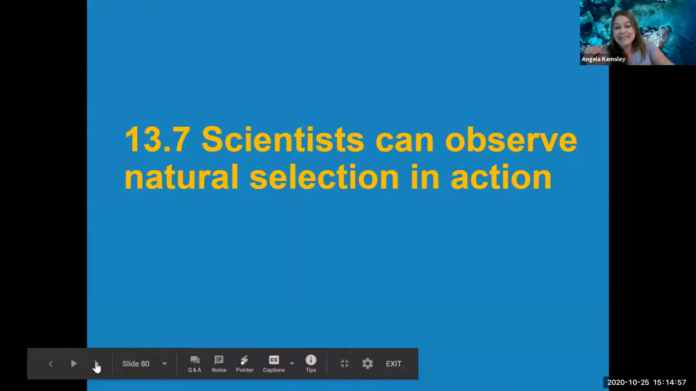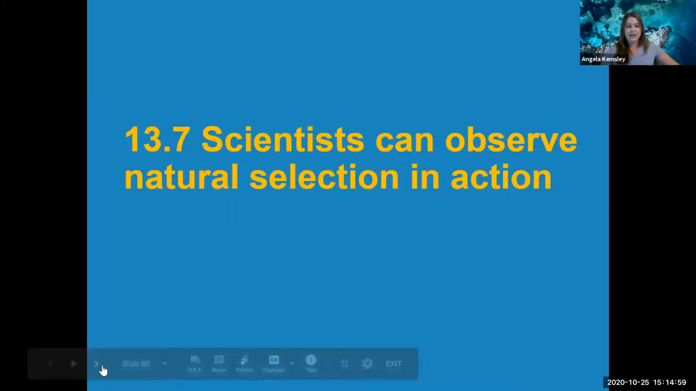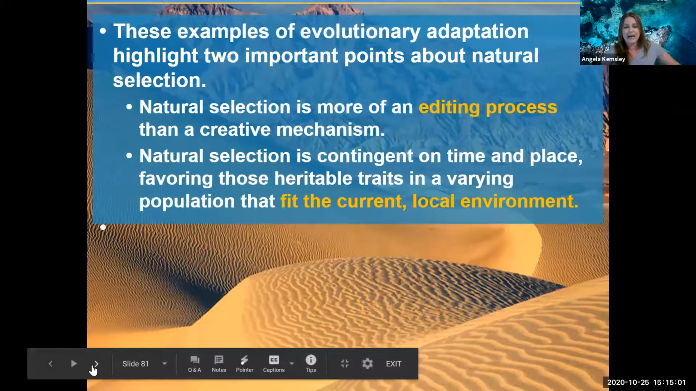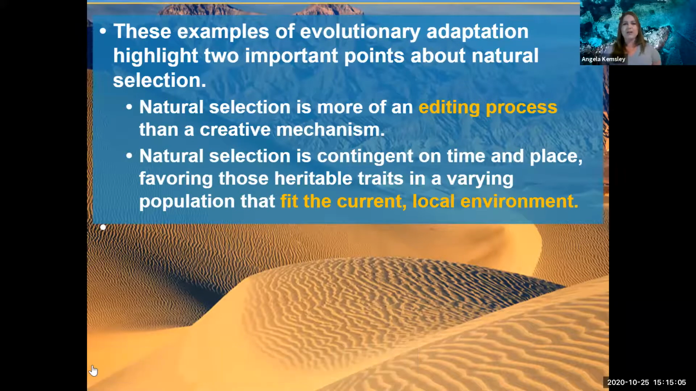So scientists can actually observe natural selection in action. So we're going to take a look at that. Like I mentioned, these examples of evolutionary adaptation highlight 2 important points about natural selection. Natural selection, again, is more of an editing process than a creative mechanism. And natural selection is contingent on time and place. So it favors the heritable traits in a varying population that fit the current local environment.